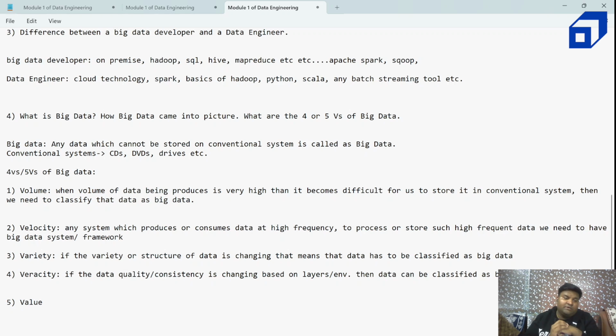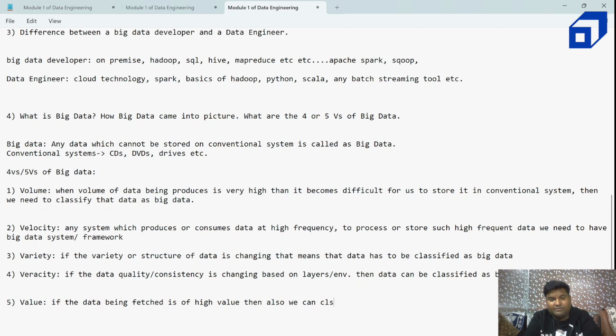The final point, value, was coined very recently. I'm not sure when, but value is to make sure whatever data we are fetching, the end data, should be of very high value. It shouldn't be a case like we have fetched a lot of data from different systems, we have transformed it, and then we realize that the fetched data cannot be leveraged or realized to get a beneficial output, right? So we need to make sure the data which you're fetching is of very high value, and then we classify that data as big data. If the data being fetched is of high value, then also we can classify that data as big data, right?